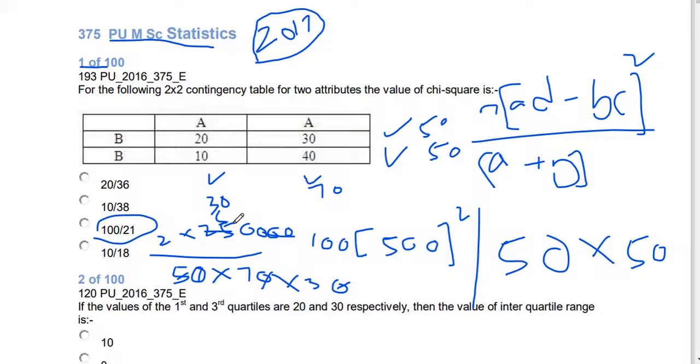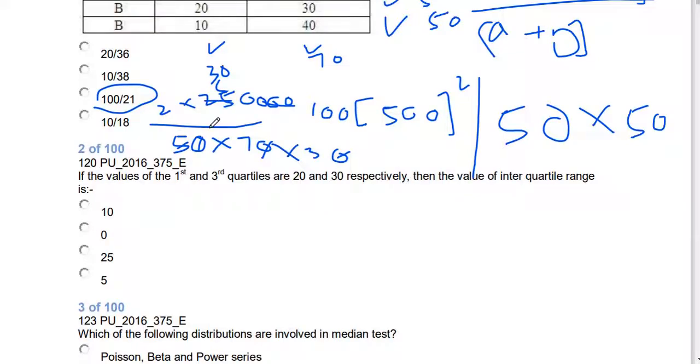Now we can see the second question. You can calculate this fast also. The values of the first and third quartile are 20 and 30 respectively, and the coefficient of quartile deviation is (q3 minus q1) divided by (q3 plus q1). You can just apply the formula. q3 plus q1 means 50, and q3 minus q1 is 10. What you get is 5. The interquartile range is 5.